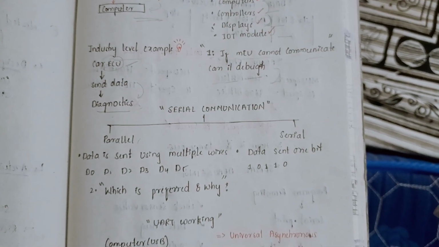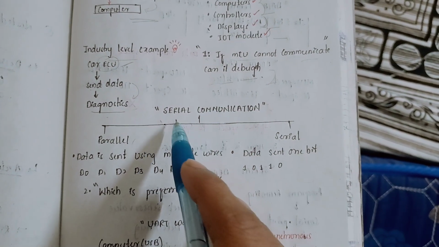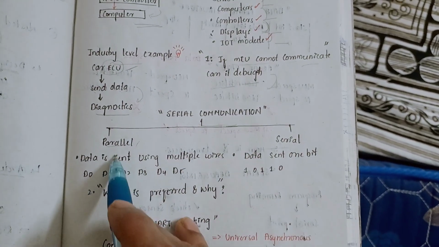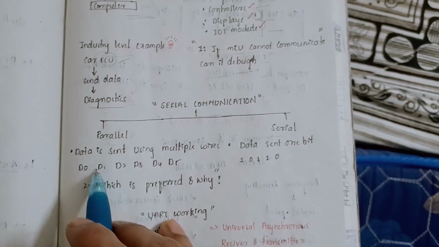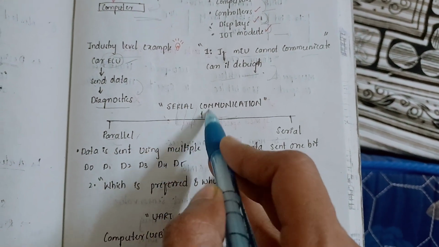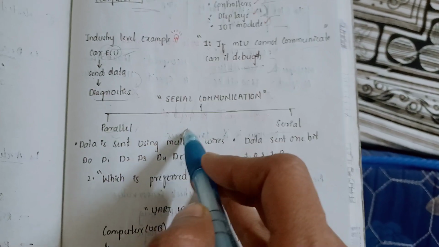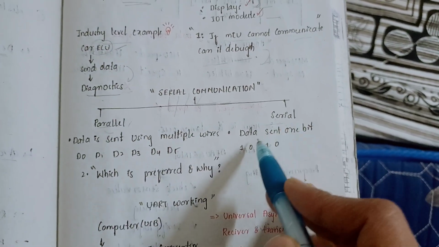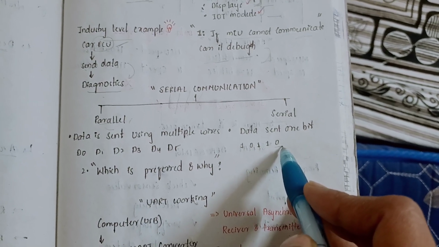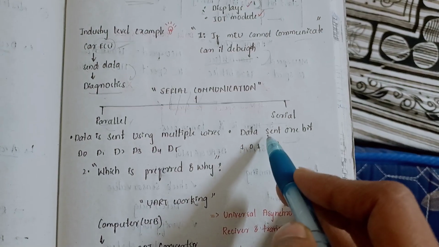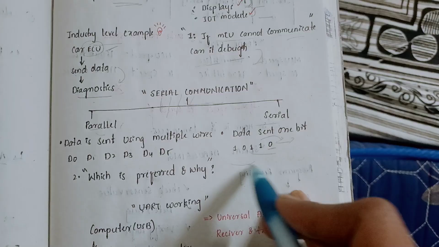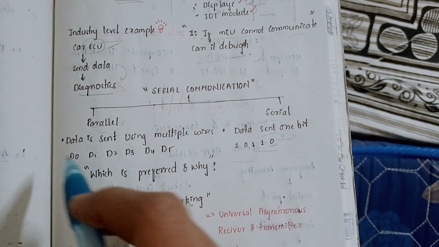There are two types of communication: parallel communication and serial communication. In parallel communication, the data is sent through multiple wires, with individual data sent through every wire, and in serial communication, the data is sent one after the other. Assume the first bit is 0 and the next bit shared is 1, and simultaneously all the data will be shared here.